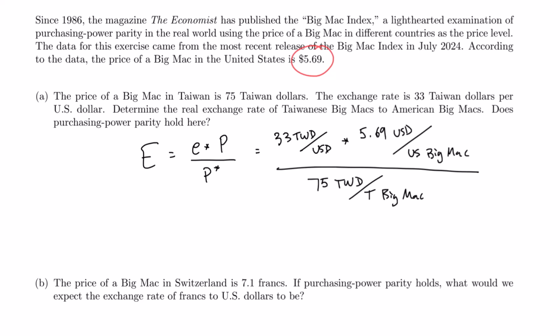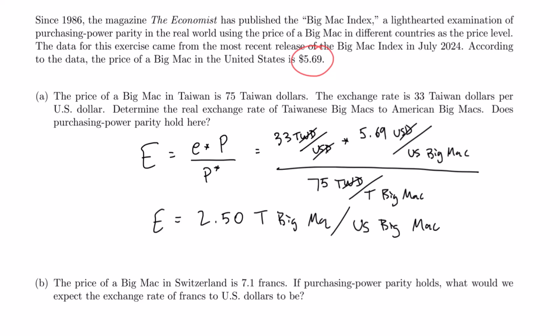Notice that in this equation, we've got US dollars in the bottom of a fraction, US dollars on top of a fraction. That's going to cancel. We've got Taiwan dollars up top, Taiwan dollars on bottom. That's all going to cancel. In the real exchange rate, there won't be any currencies left. Now we need to do the math. On top, we have 33 times 5.69, and then we have to divide that by 75, and that gives us 2.50 Taiwanese Big Macs per US Big Mac.